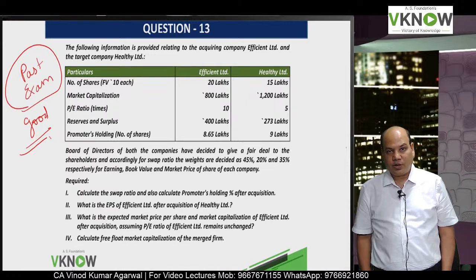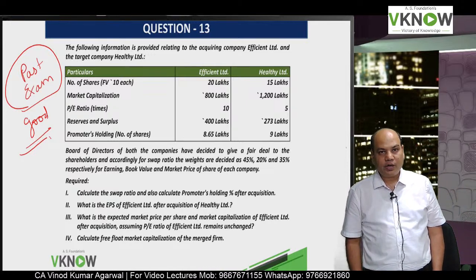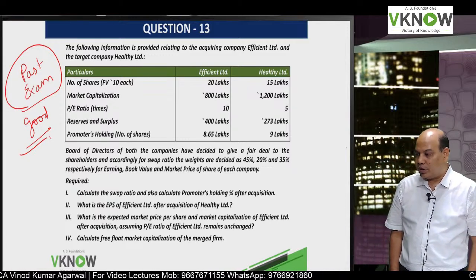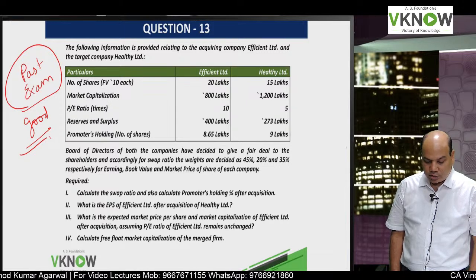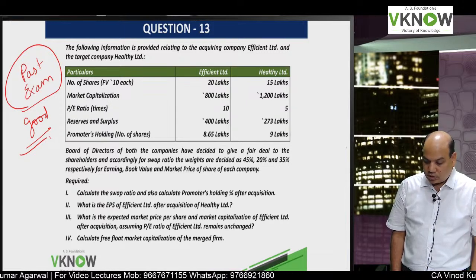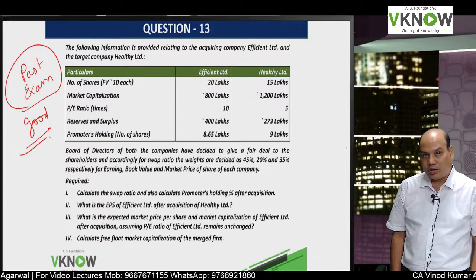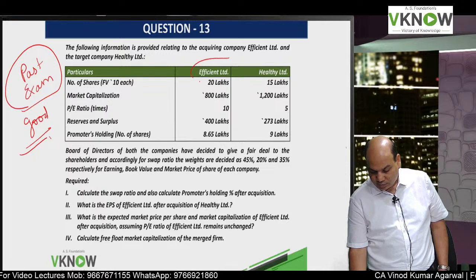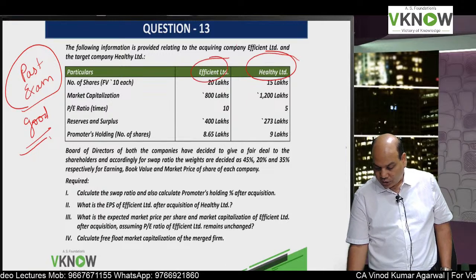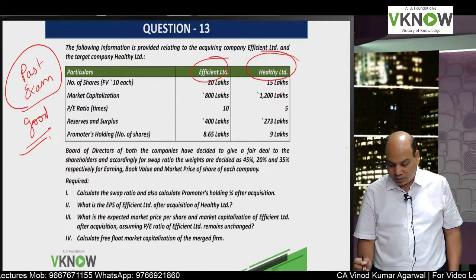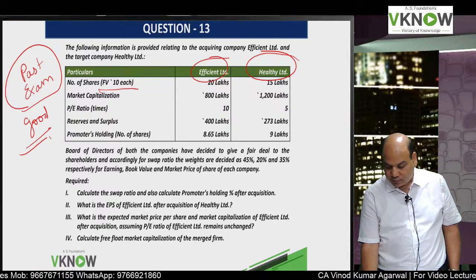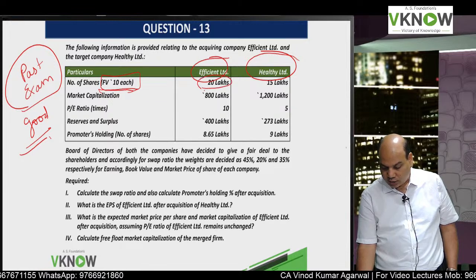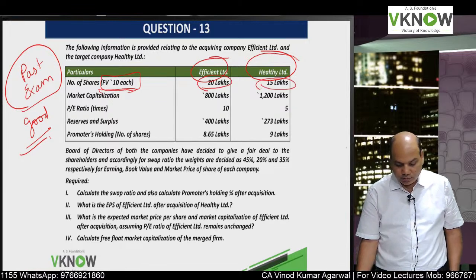The following information is provided relating to acquiring company Efficient Limited and the target company Healthy Limited. So the acquiring company is Efficient and the target company is called Healthy. Number of shares, face value is 10 rupees, 20 lakh shares, 15 lakh shares.